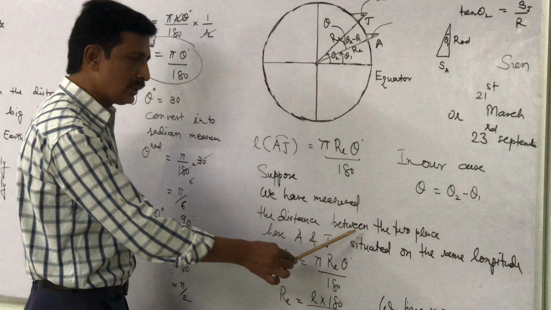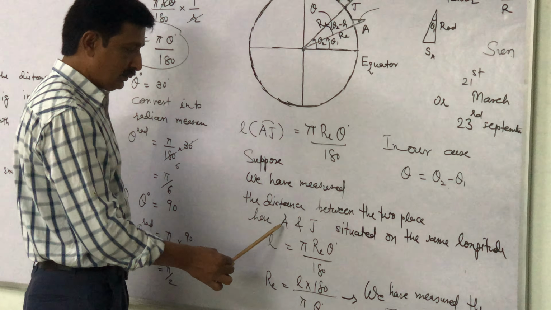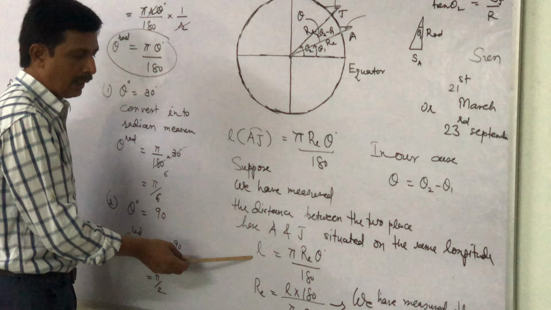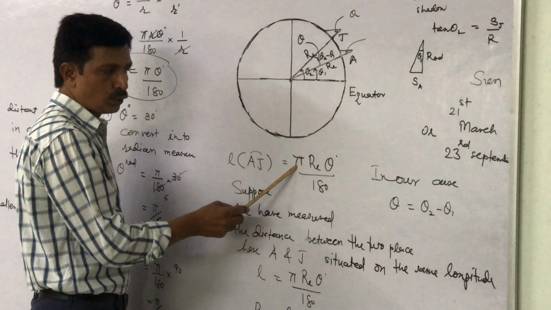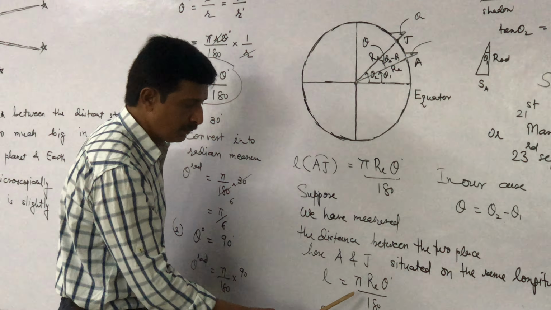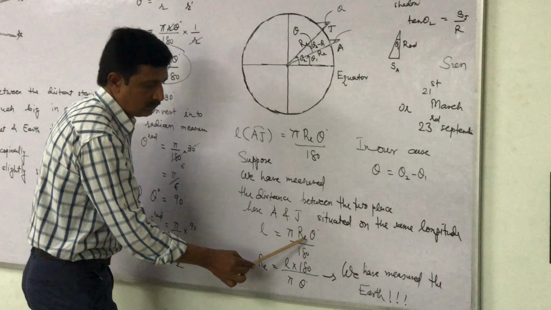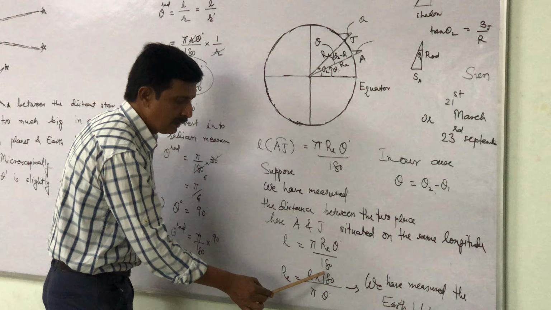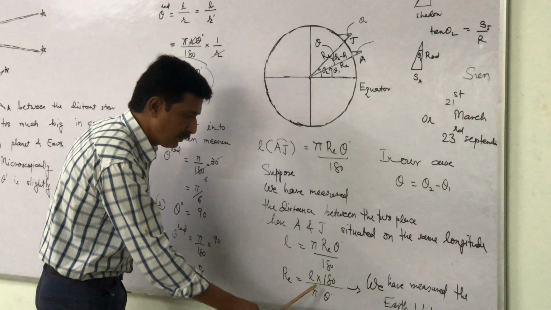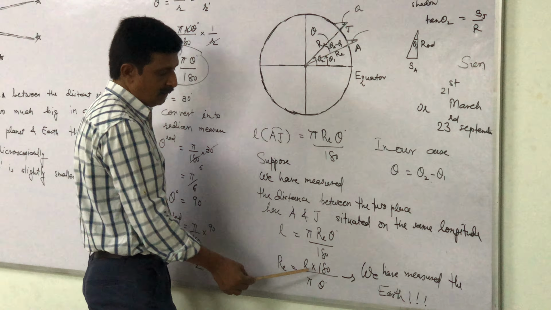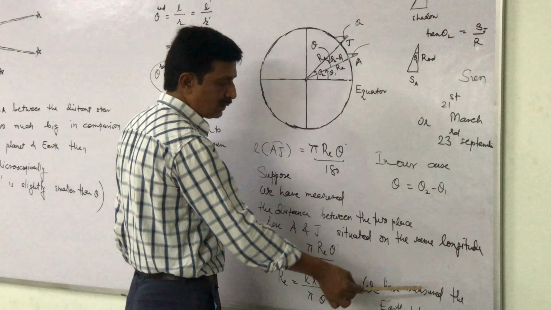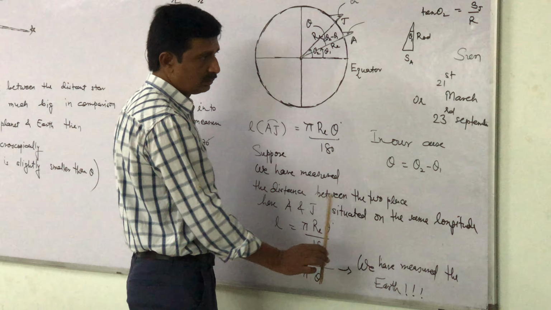Suppose we have measured the distance between the two places, here A and J, situated on the same longitude. So this is the known parameter. Pi is also known. Theta we have measured by measuring the length of the rod at the two places. From L equals pi r theta degree upon 180, by solving for r, we have r equals L into 180 by pi into theta degree. This is the radius of the earth. That is, we have measured the earth.